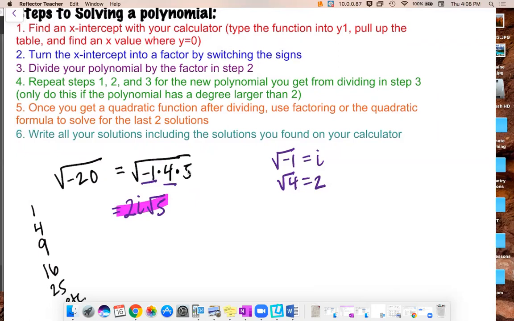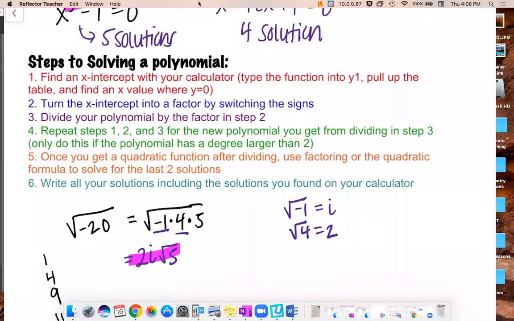I don't know that many of them on this homework assignment are that hard, but just make sure you know how to simplify your square roots, that you guys are showing all your work, doing your division, and then just following these steps to solve your polynomial.